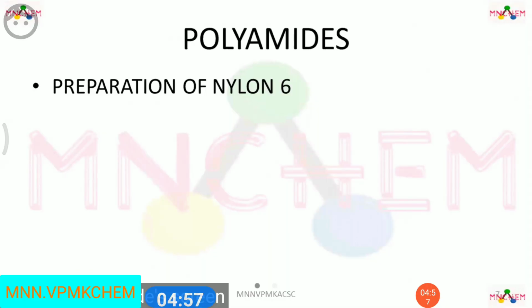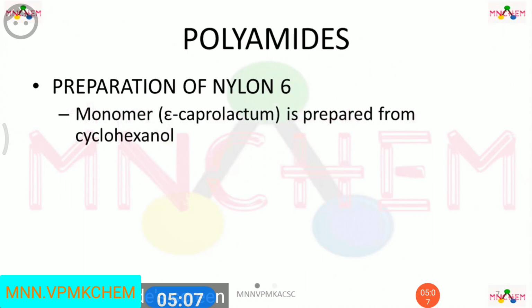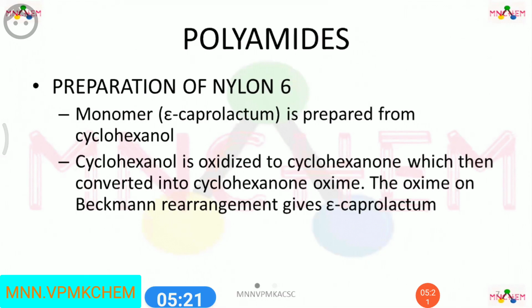The first polyamide which we are going to discuss is nylon 6. So first is how it is prepared. Preparation of nylon 6. The monomer epsilon caprolactam, which is required for the preparation of nylon 6, is obtained from cyclohexanol. The cyclohexanol is oxidized to cyclohexanone, okay? And the cyclohexanone, when treated with hydroxylamine, gives cyclohexanone oxime.